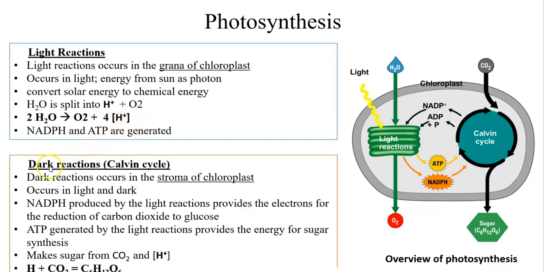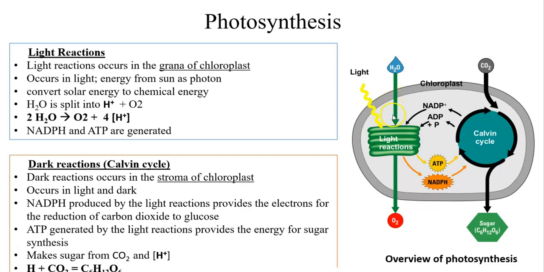In the dark reaction part or Calvin cycle, it occurs in the stroma. Light reaction occurs in the grana that I told already. It occurs in the thylakoid lumen, that means the grana, and the dark reaction occurs in the stroma of chloroplast. And this figure shows the overview of photosynthesis.